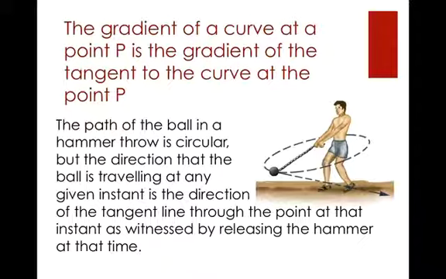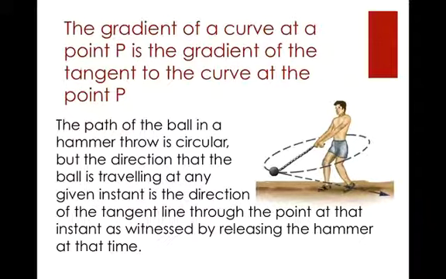But before I go into that, I'm going to give one more real-life example of a gradient of a curve. Take the hammer throw: there's a ball at the end of a chain, and we're spinning it around and around in a circle, so the path of the ball follows the circle. But at any given instant, if we were to freeze this motion, what would the direction of the ball be? Well, we would take the tangent to that circle at the point the ball is at, and if we were to let go of the chain at that moment, the ball would follow the path of the tangent line. This is what we're talking about, the gradient of a curve at a point.